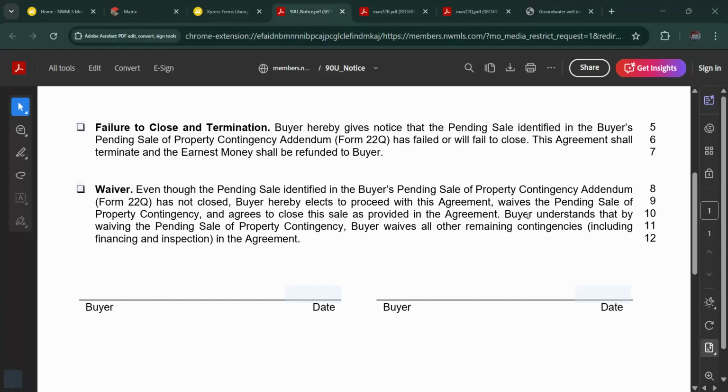For you listing brokers, that's the timing for consultation before you even agree to accepting one of these offers. How much is the earnest money? How much would they end up risking?